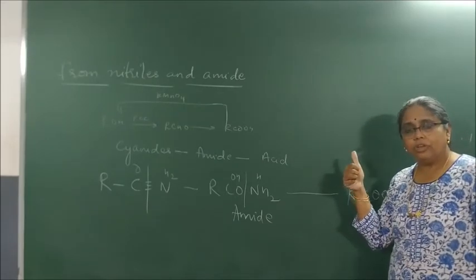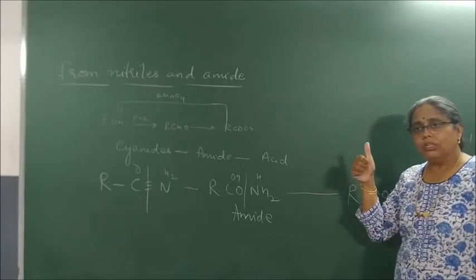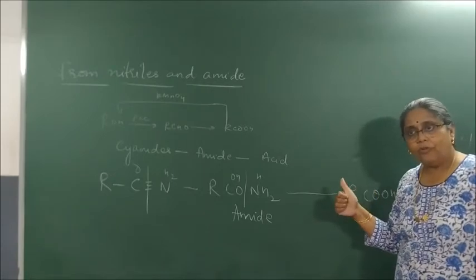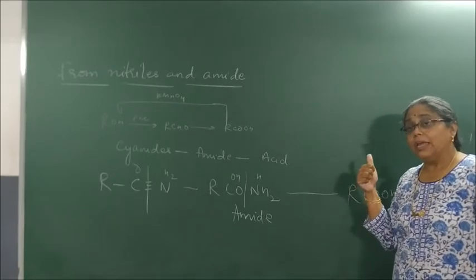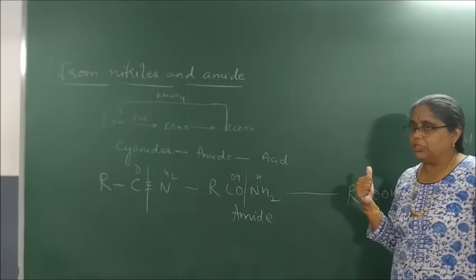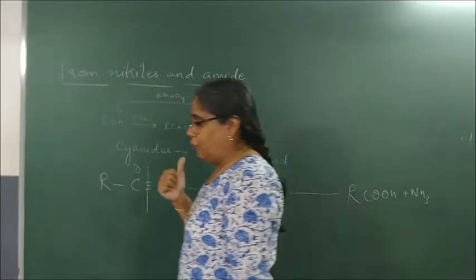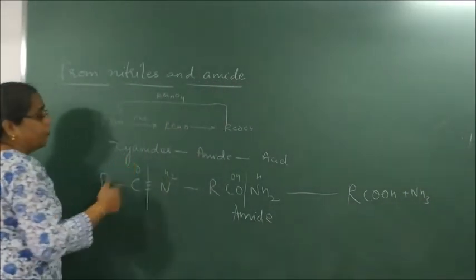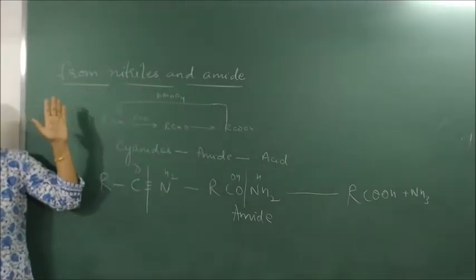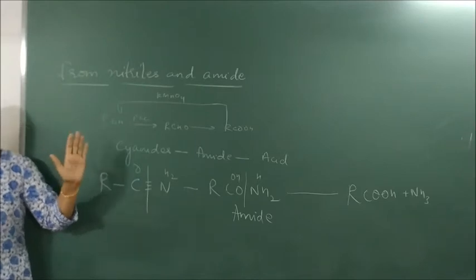Alcohol on oxidation gives aldehyde. Which reagent? PCC. Alcohol to acid: alkaline KMnO4, neutral KMnO4, acidic KMnO4, K2Cr2O7, or Jones reagent, which is CrO3 in H2SO4. Then we studied if I have to do reduction, which reducing agent? LiAlH4, lithium aluminium hydride.